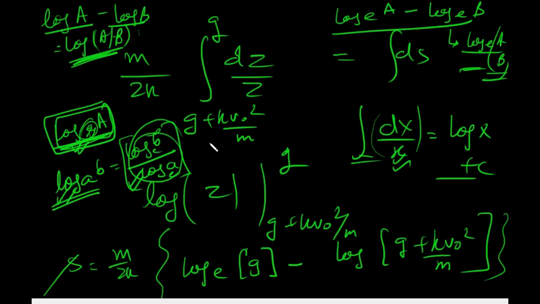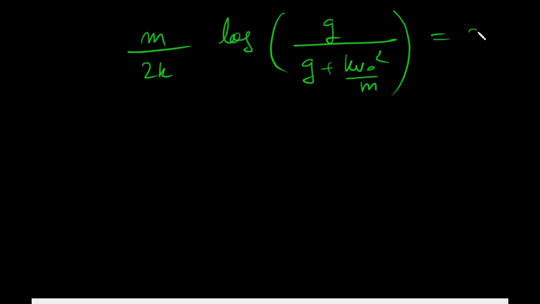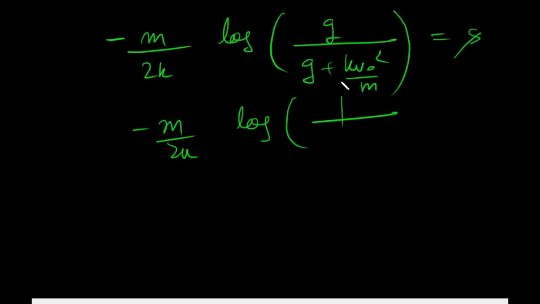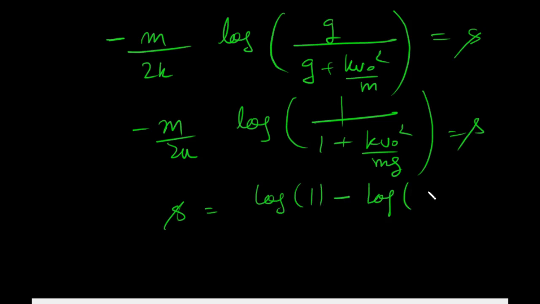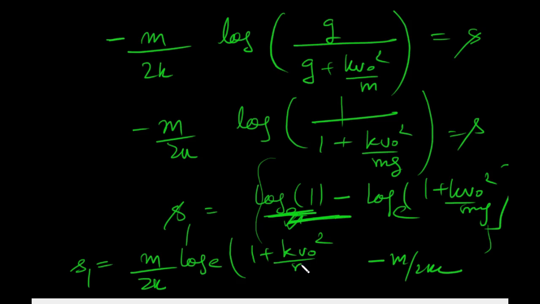So now this expression will reduce to m over 2k log of g divided by g plus kv0 square by m, and this is s. This was minus m by 2k, and this is log of 1 when we divide this by g. We have 1 plus kv0 square by mg equal to s. So s equal to log of a by b. The whole log of a by b is log of 1 minus log of 1 plus kv0 square by mg. This whole expression is multiplied by minus m by 2k. Log of 1 is 0. Log e is a standard form, just remember it. Log e of 1 is 0. So s actually is equal to m by 2k log e of 1 plus kv0 square by mg.